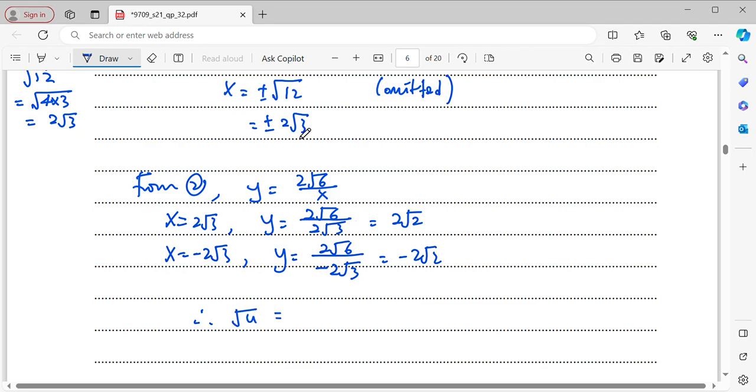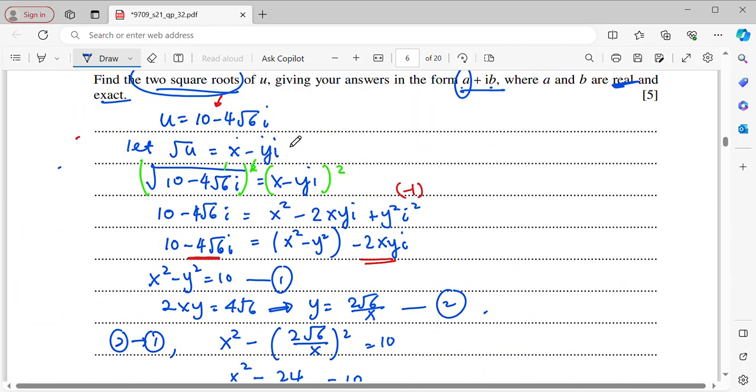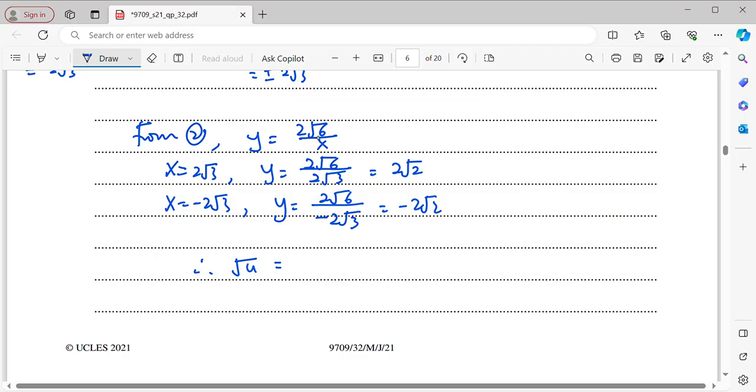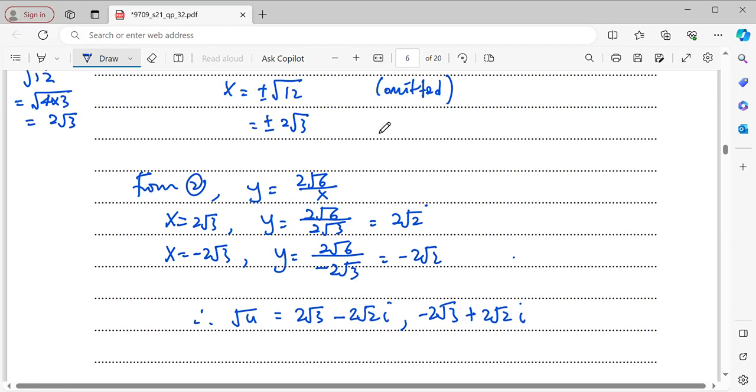So now I will be getting the square roots. Don't forget, our answer equals to x minus yi. So it will be x means 2 square root 3 minus yi, so square root 2 i. And another one is negative 2 square root 3 minus yi. So minus minus is a plus. Plus square root 2 i. So that's the solution of this square roots of a complex number.